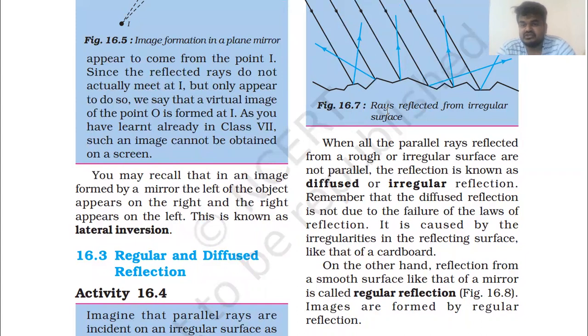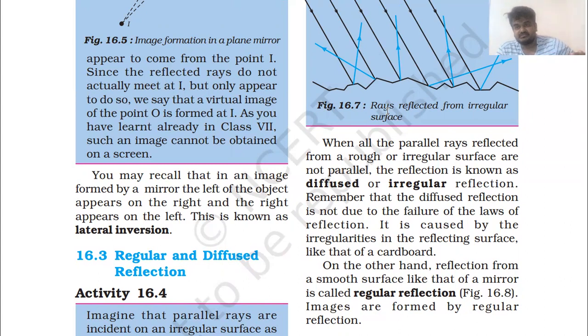Remember that diffused reflection is not due to the failure of the laws of reflection. As we have discussed already, it is caused by the irregularities in the reflecting surface, like that of a cardboard. You can observe this one.